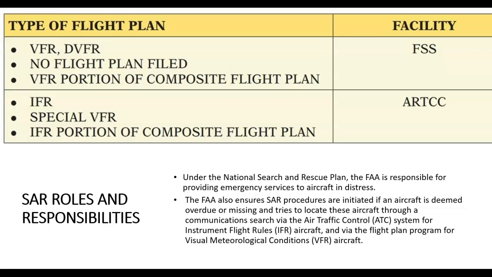So you can see in this table the facility responsible for VFR, DVFR, or no flight plan filed, and or VFR portion of a composite flight plan is the flight service station. So any aircraft that files a VFR, DVFR flight plan, or does not file a flight plan, or files a composite flight plan with a VFR portion, is the responsibility of the flight service station. If it is an aircraft that filed an IFR flight plan or a special VFR, or there's an IFR portion of a composite flight plan, then the Air Route Traffic Control Center is responsible.